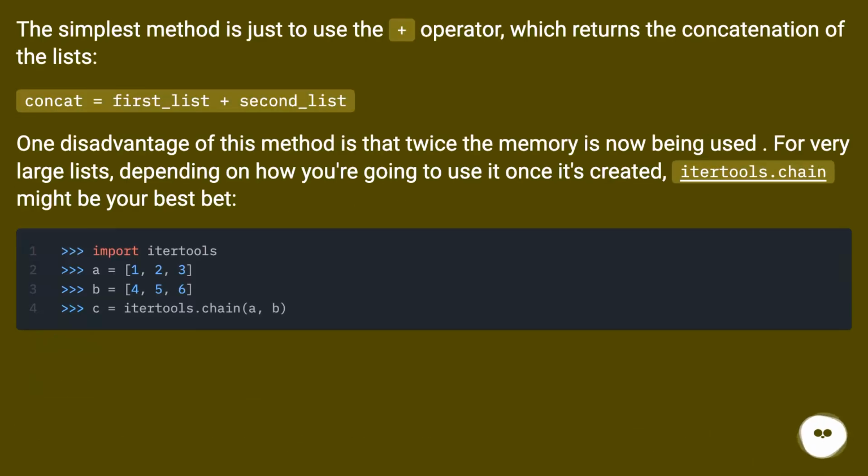The simplest method is just to use the plus operator, which returns the concatenation of the lists. concat = first_list + second_list. One disadvantage of this method is that twice the memory is now being used.